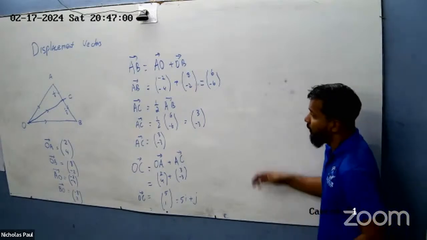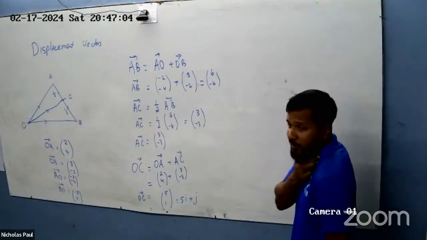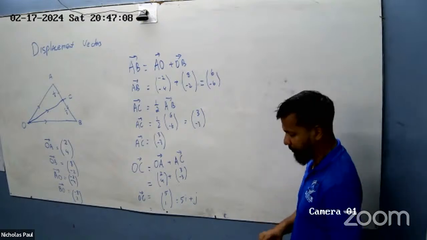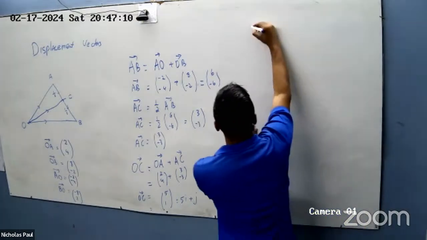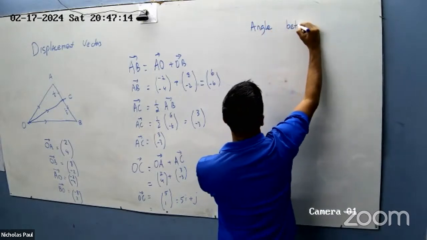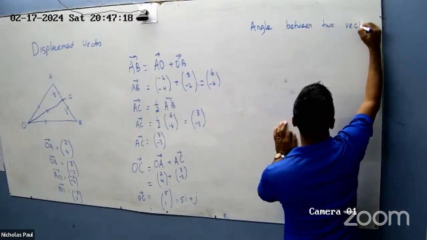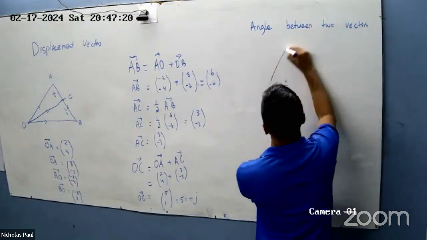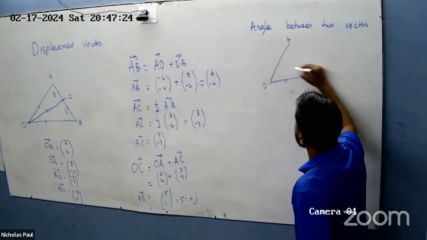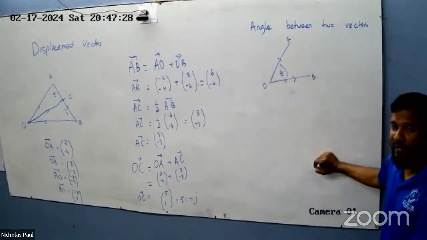Right, so the next thing that we have to be able to do before we can do past papers is that we need to be able to find the angle between two vectors. All right? So suppose I ask you to determine the angle between two vectors. If I give you two vectors here, let's call them OA and OB, the angle between them is here. How do we find that?